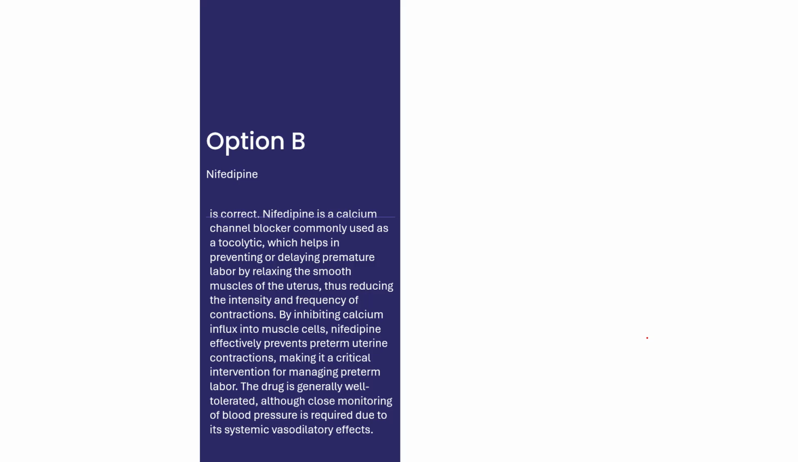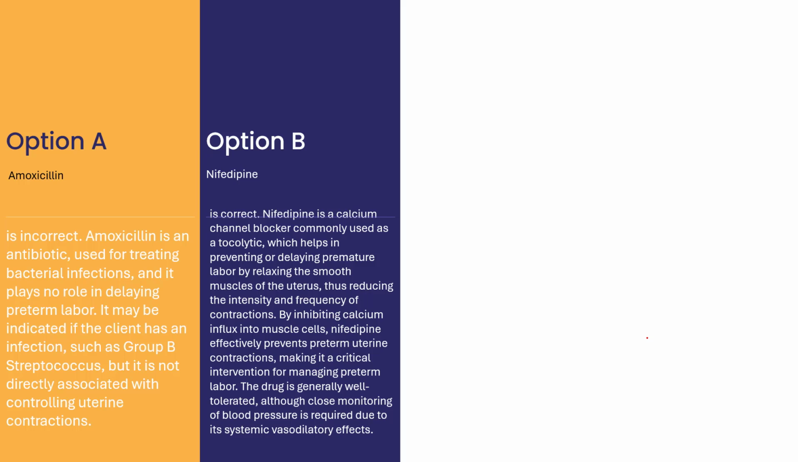By inhibiting calcium influx into muscle cells, nifedipine effectively prevents preterm uterine contractions, making it a critical intervention for managing preterm labor. The drug is generally well tolerated, although close monitoring of blood pressure is required due to its systemic vasodilatory effects. A is incorrect. Amoxicillin is an antibiotic used for treating bacterial infections, and it plays no role in delaying preterm labor. It may be indicated if the client has an infection, such as group B streptococcus, but it is not directly associated with controlling uterine contractions.